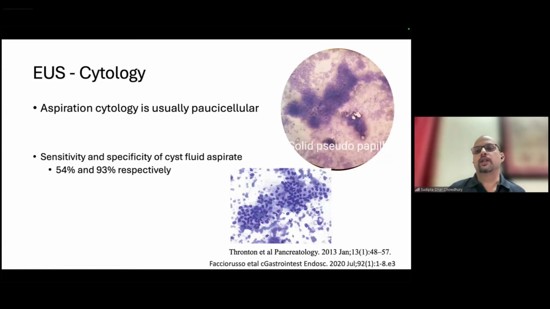From inside the cyst, we can always aspirate the content and examine it for cytology. The problem with cytology is that the aspirate is usually paucicellular, and therefore, getting a correct diagnosis is sometimes difficult. The sensitivity and specificity of aspirated fluid is 54% and 93% respectively. So it is definitely a poorly sensitive test, but if you have good cytology, then you can easily diagnose even solid pseudopapillary tumors or a neuroendocrine tumor.